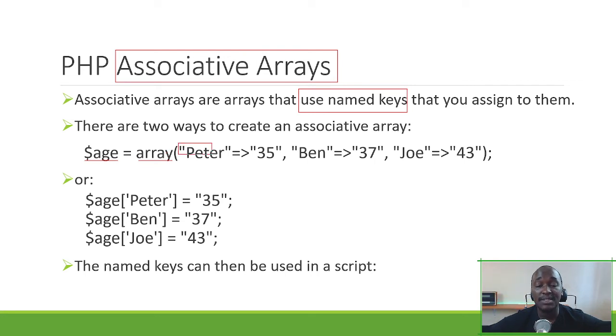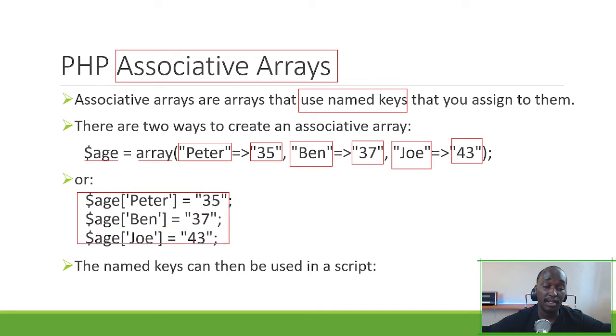Then this is not a value, this is an index. So we name the first index Peter, and we give it a value 35 using this particular assignment operator. So the index Peter has the age of 35. The index Ben has the age of 37. The index Joe has the age of 43. You can do that in one line like that, or you can do it like this.